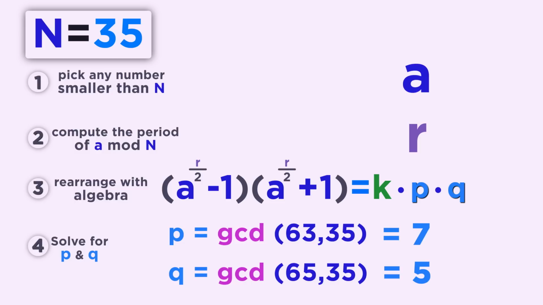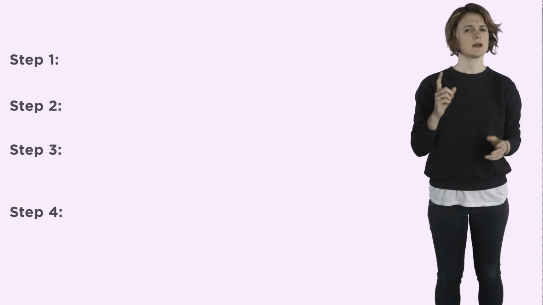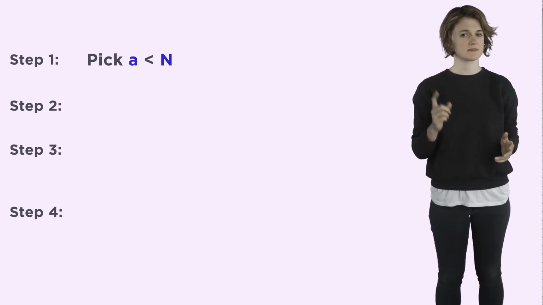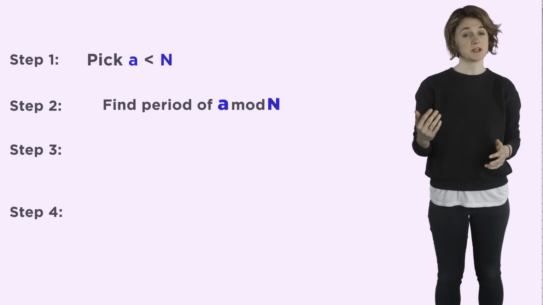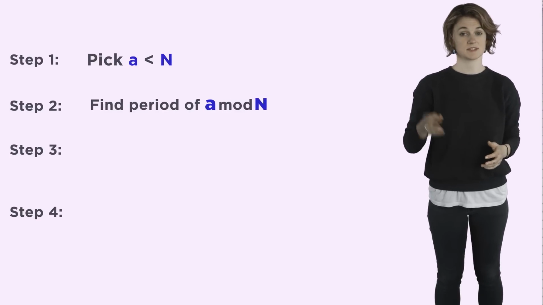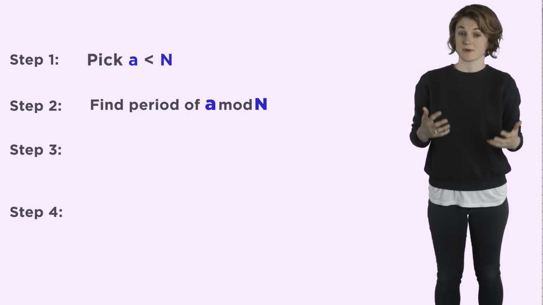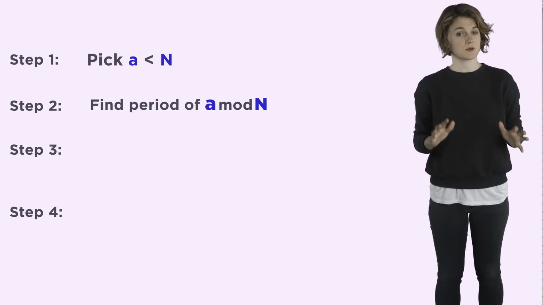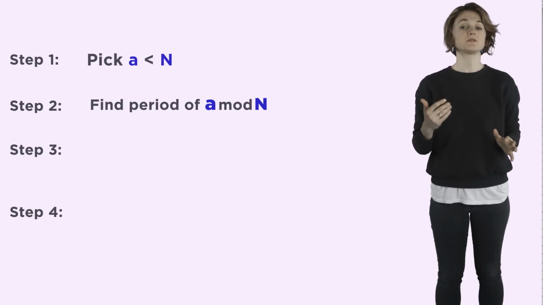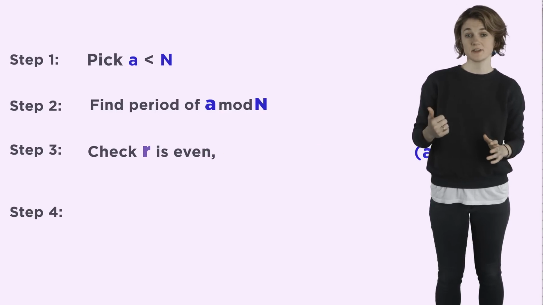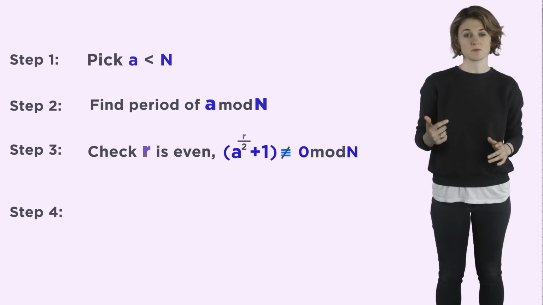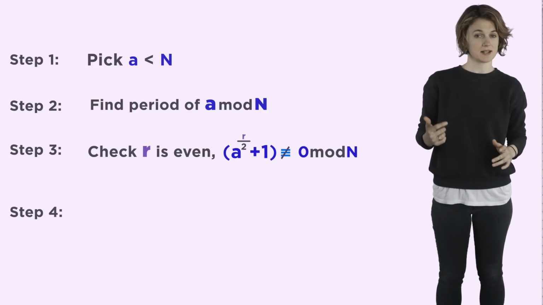In summary, here's our steps. Step 1, pick a less than n. Step 2, find the period of a mod n. Step 3, well, we don't need to do all of the algebra of step 3 every time since we know it works. So instead, we'll use step 3 to check that r is even and a to the r over 2 plus 1 is not congruent to 0 mod n.